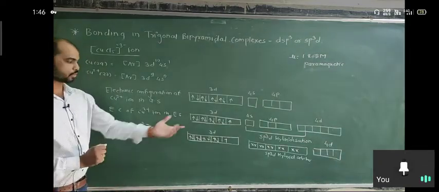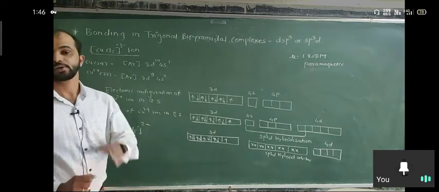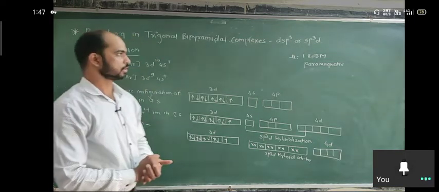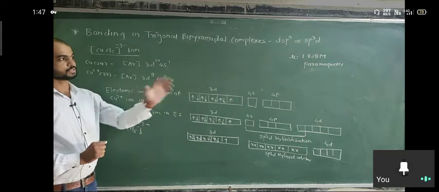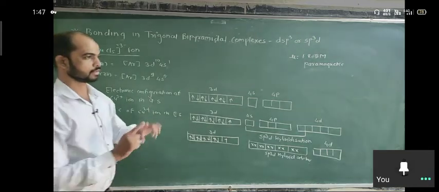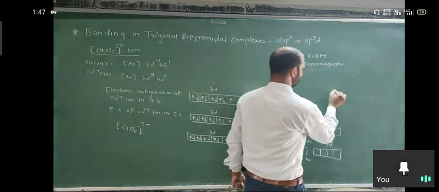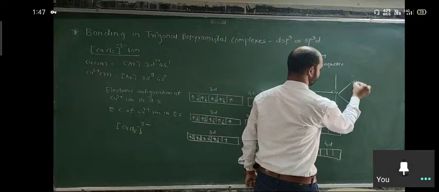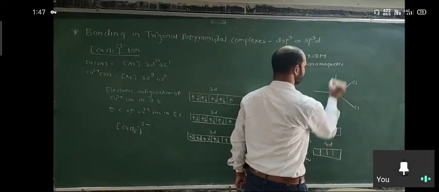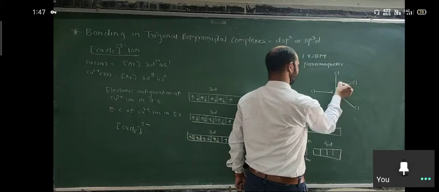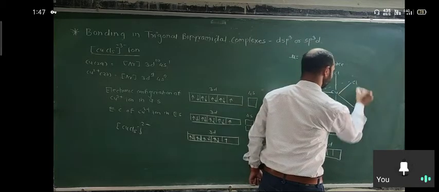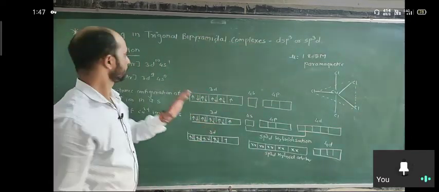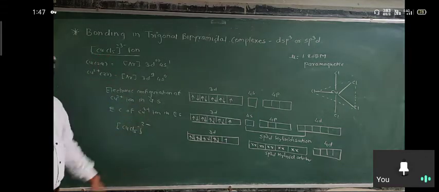There is one unpaired electron in 3d which shows 1.8 Bohr magneton as the magnetic moment, and the complex is paramagnetic in nature. The sp3d hybrid orbital suggests the trigonal bipyramidal geometry. So you can draw here. So trigonal bipyramidal is the geometry of this CuCl5 3 minus ion.